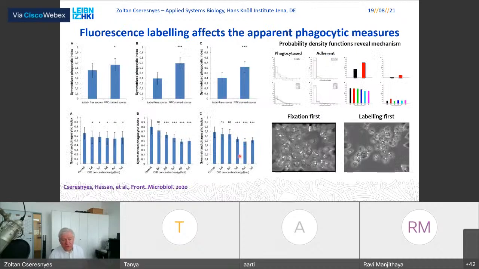Another study that we did was based on the following. And as I promised at the beginning of the talk, we will talk about some details of how to find these host cells and pathogens without labeling them with an antibody or FITC. But for now, let me just show you one of the results that we got by using this method. We discovered, for example, that labeling the macrophages with the live cell label, in this case DiD, or labeling the fungi themselves with FITC, that is the green label that we dealt with so far, will change the symmetrized phagocytic index that we measure.